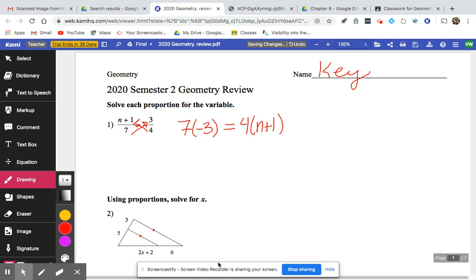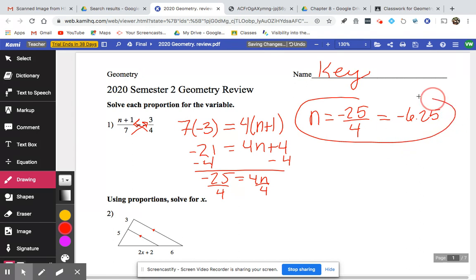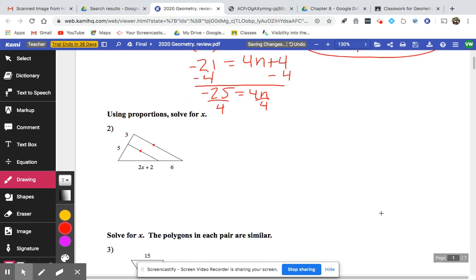From here, it's a matter of distributing and multiplying and just using algebra. So negative 21 equals 4n plus 4. Subtract 4 from each side, and you're left with negative 25 equals 4n. Divide each side by 4, and you get n equals negative 25 over 4, which is equal to negative 6 1/4. Yep, negative 6.25. If you want to leave it as a fraction, you can. If you want to put it as a decimal, you certainly can. Either one is fine.